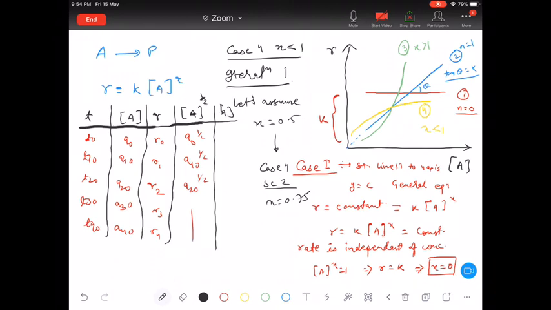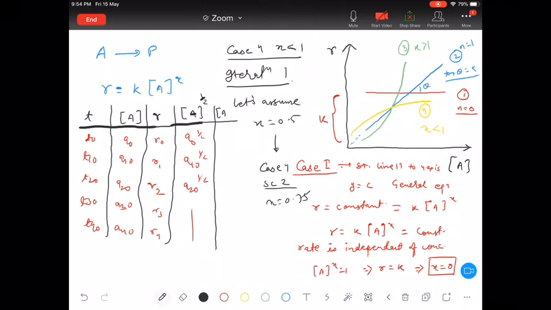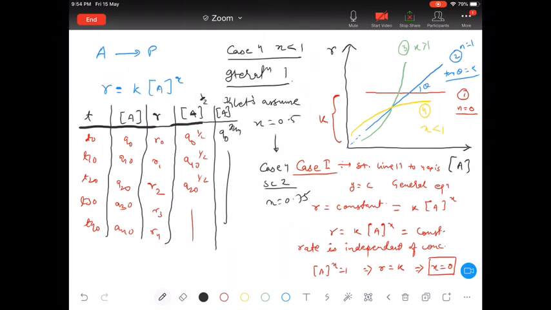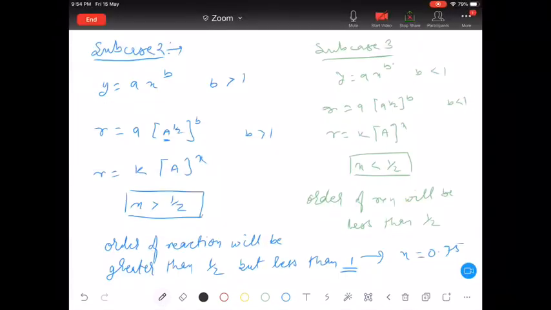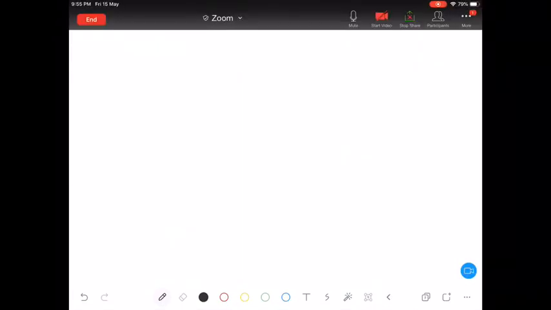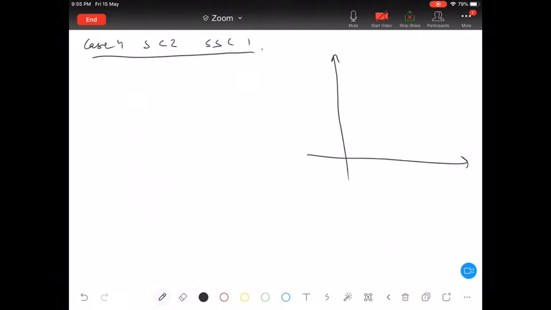So here I'll make one more column, A to the power 3 by 4. So A naught to the power 3 by 4, like that I'll make this table. Now again I'll be plotting case 4 sub case 2 sub case 1, this R versus A to the power 3 by 4.